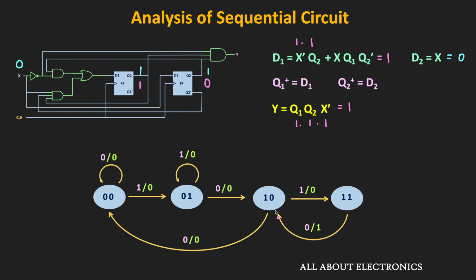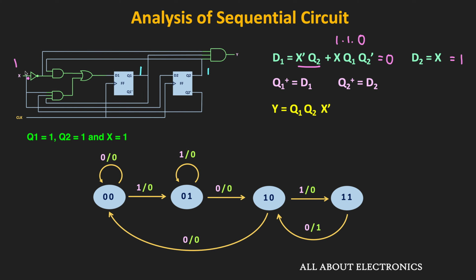So similarly, now let us see the last condition, when the circuit is in the 1 1 state and the input X is equal to 1. So now, these Q1 and Q2 outputs are 1 1 and the input X is also equal to 1. So since the input X is equal to 1, this D2 input will become 1. But now, this D1 input will become 0. Because since X is equal to 1, this X bar will become 0. Therefore, this term will become 0. And over here, since both Q1 and Q2 are equal to 1, here we will have 1 dot 1 dot 0, and that is equal to 0.